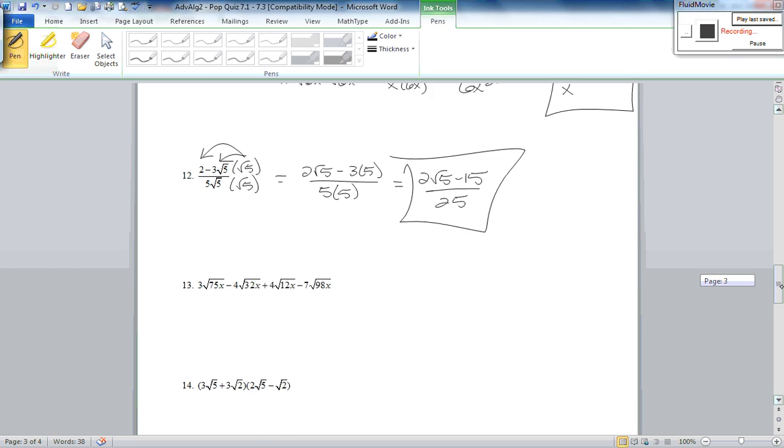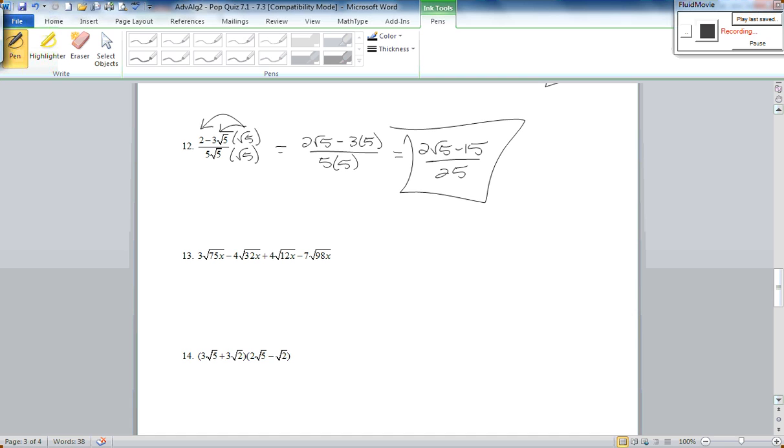Now, on question 13, the only way we can add radicals is if they're identical. Right now, we don't have any identical radicals, but they're not simplified. The square root of 75: 75 can be written as the product of 25 times 3. Square root of 25 is 5. 3 times 5 is 15. On the square root, we're left with the 3x. 32 can be written as 16 times 2, the square root of 16 is 4, so negative 4 times 4 is negative 16 on the square root of 2x.